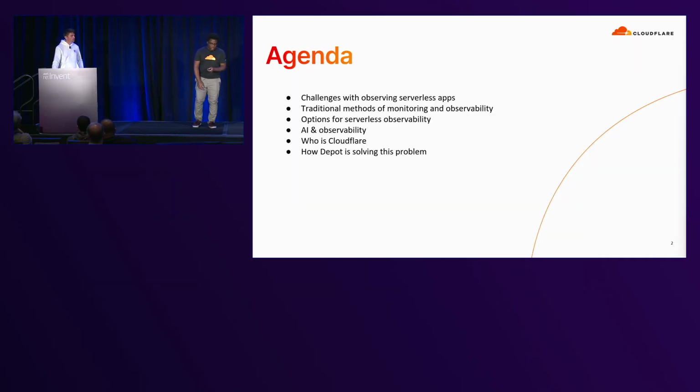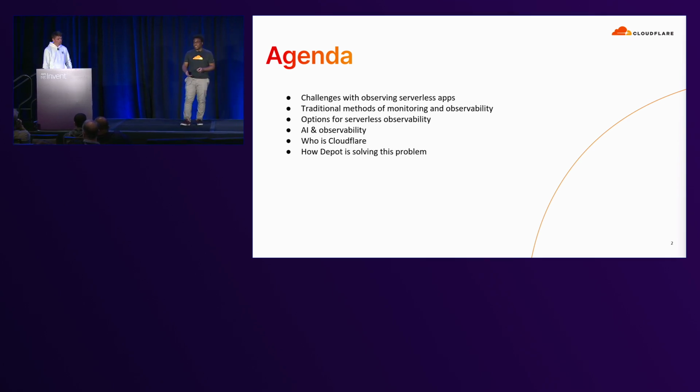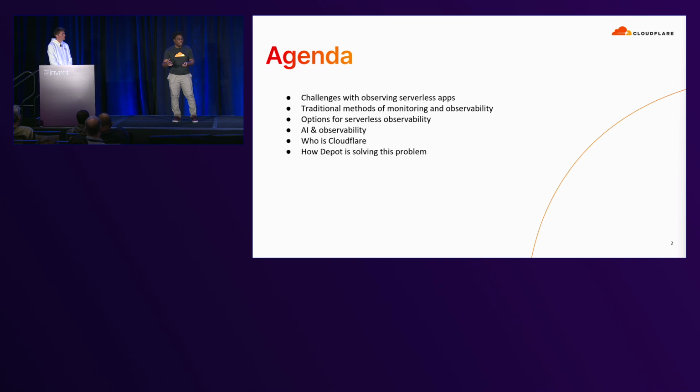So that's the agenda for today. We're going to start with, what are those challenges? Everybody says observing serverless architectures is hard, but what does that actually mean? What are the traditional methods of monitoring and sometimes observability that a few people are trying to push to serverless architectures, but they're not quite fit for purpose? So after that, what are our options for actually observing serverless architectures? And it's 2024. We've got to talk a little bit about generative AI. How can we use this new paradigm to actually have more observable serverless architectures?